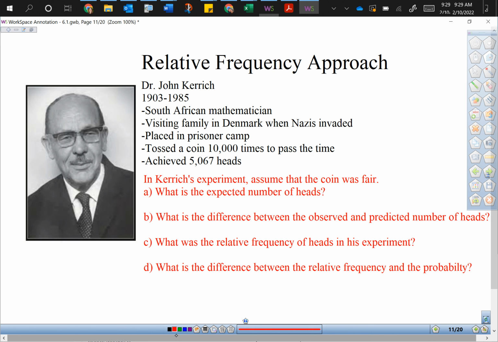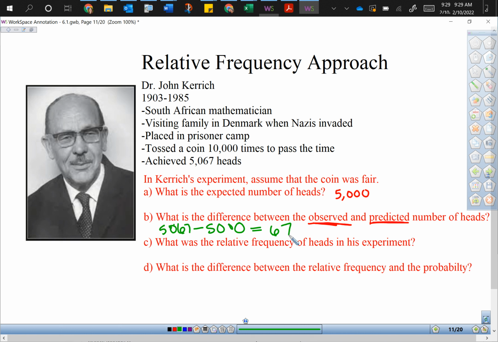Now, in Kerrich's experiment, if we assume that the coin was fair, what was the expected number of heads? How many heads would you have expected to get? 5,000, right? Because you flipped a coin 10,000 times, and we know, based on prior knowledge or classical probability, that it would be a 50-50 chance. Now, what was the difference between the observed and predicted number of heads? We would take that 5,067, and subtract the 5,000 that we expected to get, and there was a difference of 67 heads.